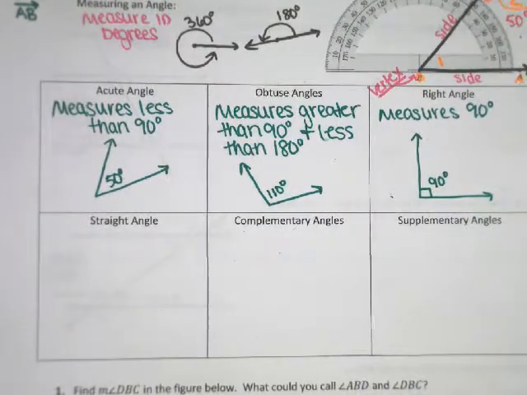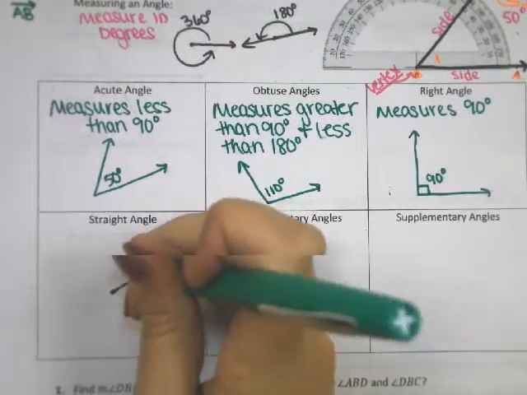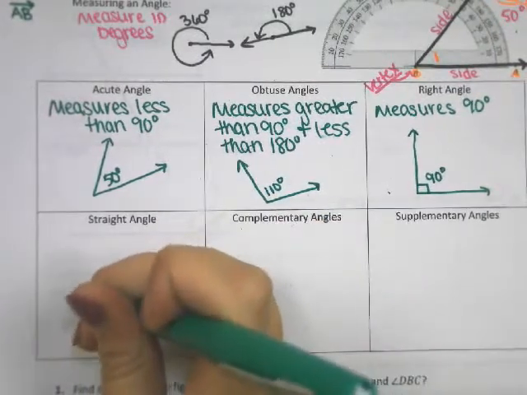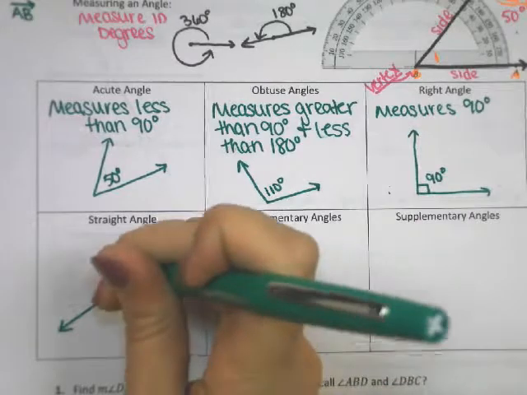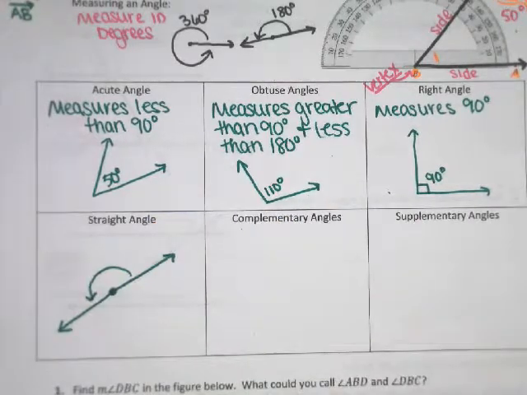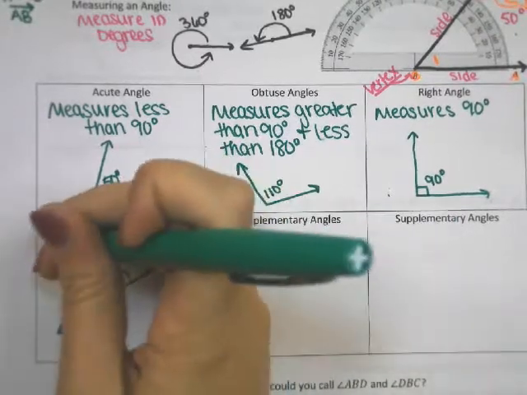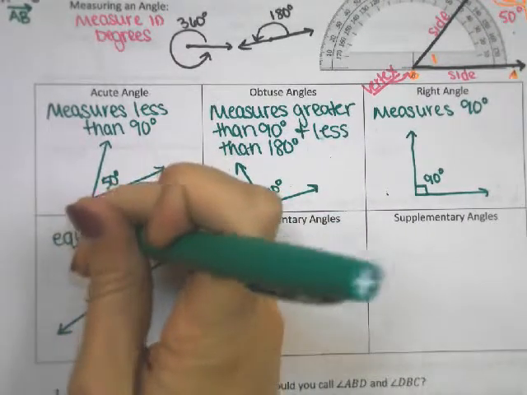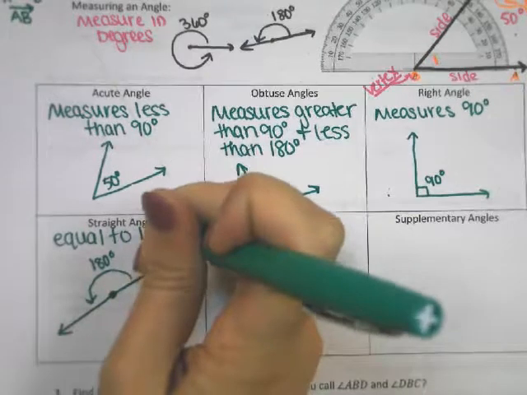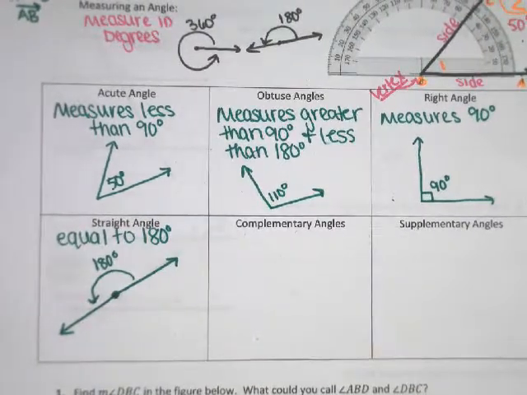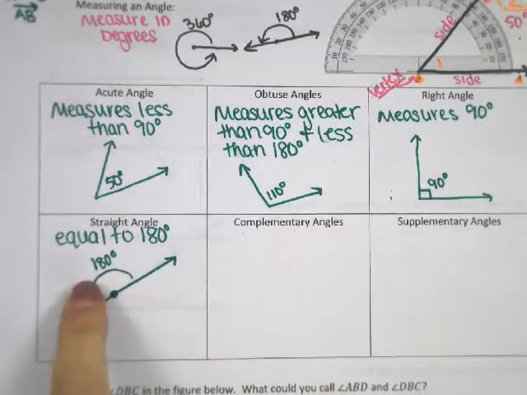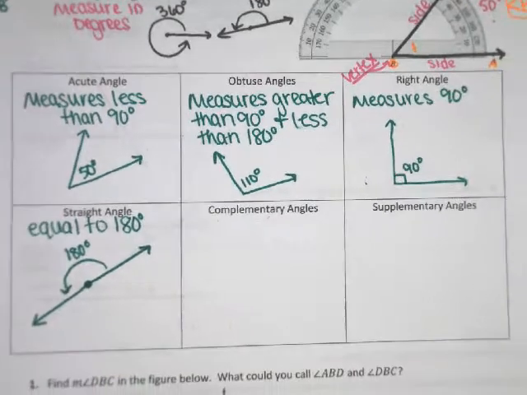Last one, straight angle, and we don't use this word a lot. But it's just like on a straight line. A straight angle is 180 degrees. So those are our 4 different classifications of angles. They measure less than 90, between 90 and 180, equal to 90, or equal to 180.